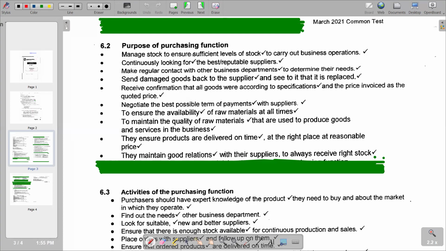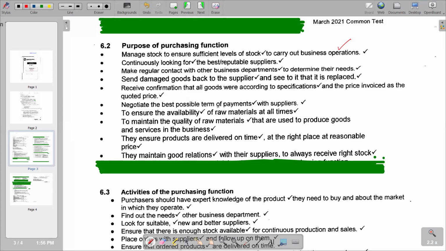The first one is manage stock to ensure a sufficient level of stock to carry out business operations. Obviously, the basic function is there so that there are no shortages in terms of goods required in the business. If there are inputs, we have the right level of stock of those inputs, so that there will be no stoppages in the production process. No bottlenecking can be experienced if we have a purchasing function.